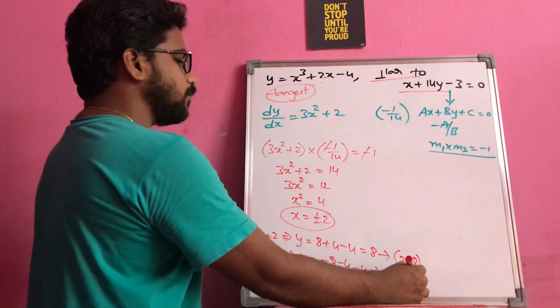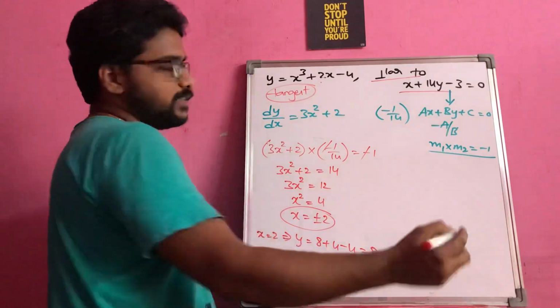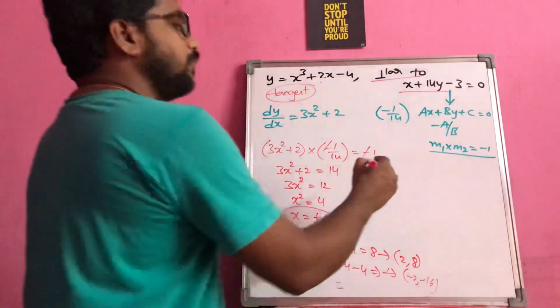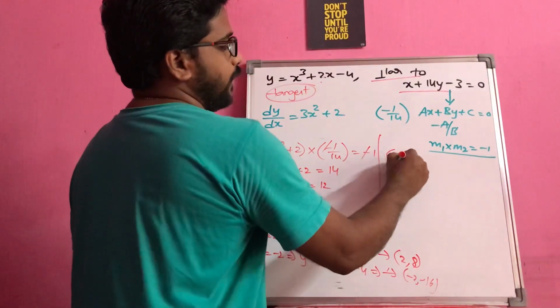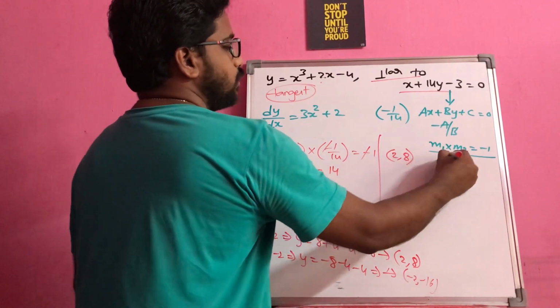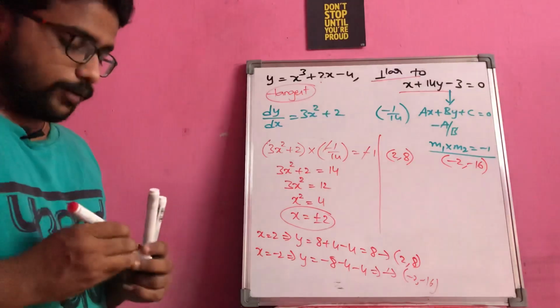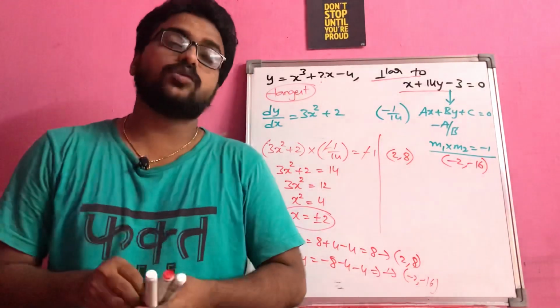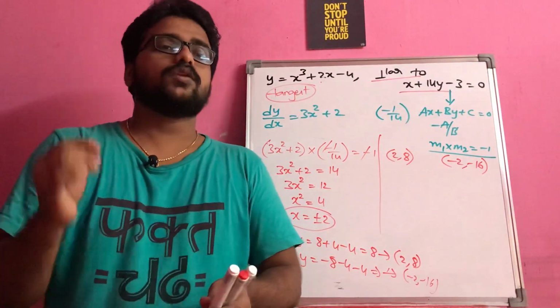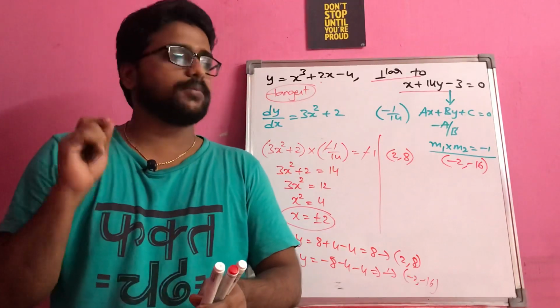So the corresponding point is minus 2, minus 16. So now you came to know the 2 points where you have to find the equation of a tangent. One is 2, 8, another is minus 2, minus 16. I told you in the last class itself, don't neglect any value without any valid reason. That is the important thing.